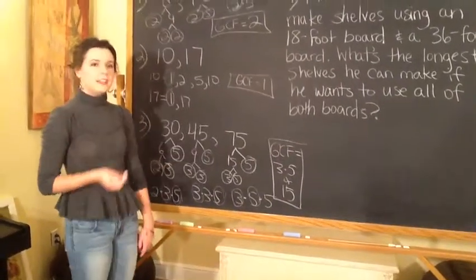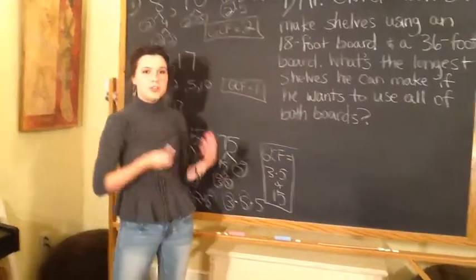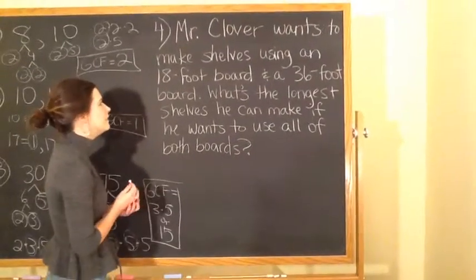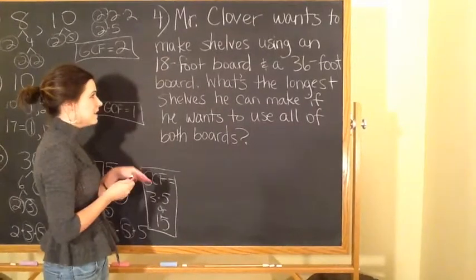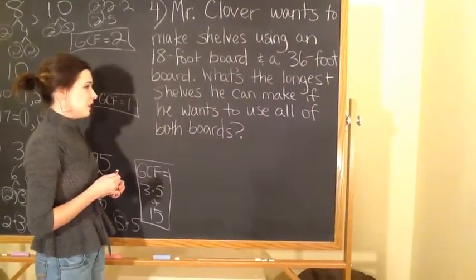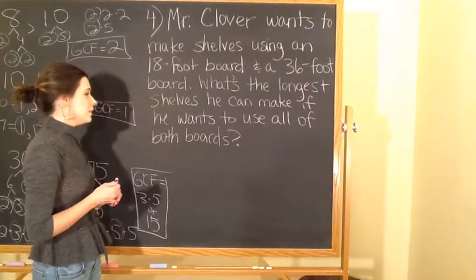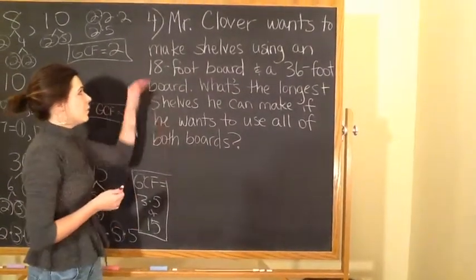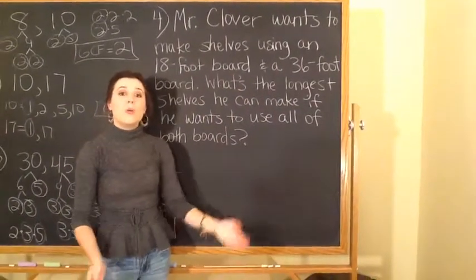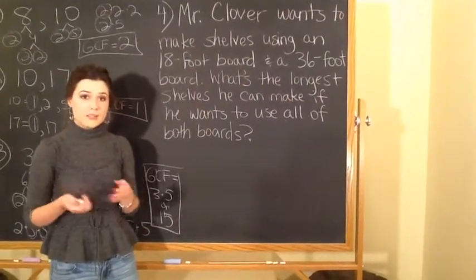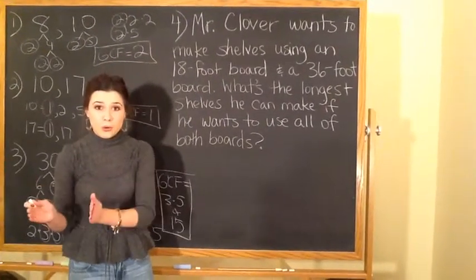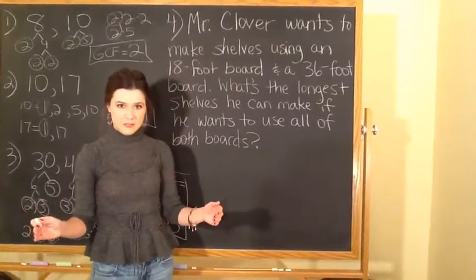Alright, now let's go ahead and see how something like this would be used in real life. So in this board problem it says, Mr. Clover wants to make shelves using an 18-foot board and a 36-foot board. What's the longest shelves he can make if he wants to use all of both boards? So we have 2 boards we're using, and they're both different sizes. So we need to go ahead and find the greatest common factor. So what's the biggest number that they both share that will be able to cut up those boards evenly?